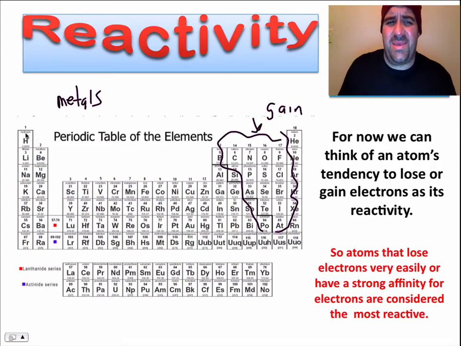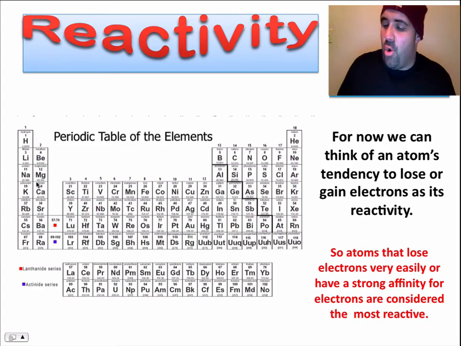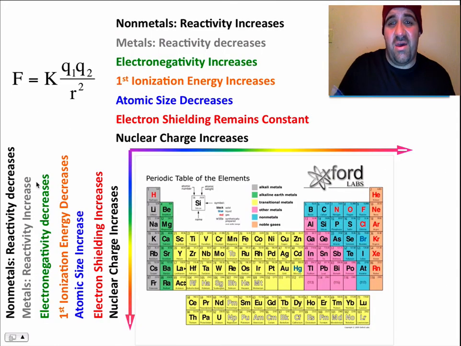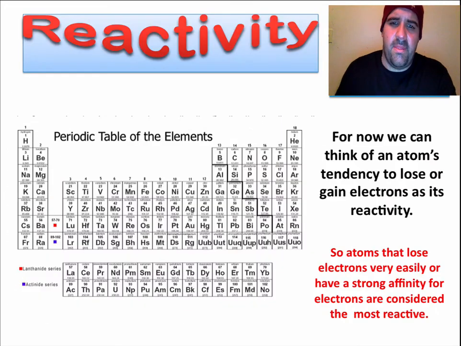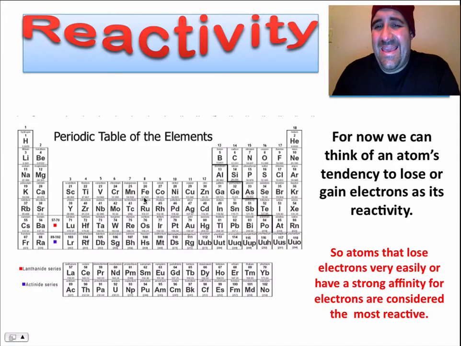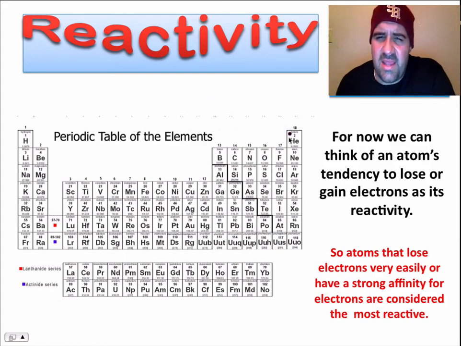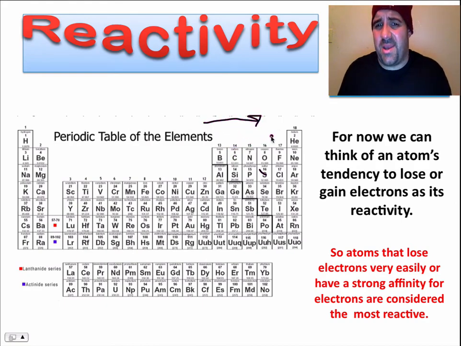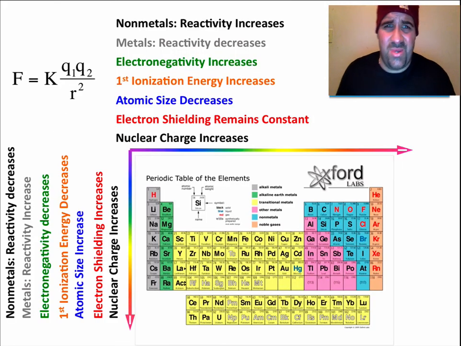And we're going to see trends in this. As you go down, it's going to be more reactive. Metals are going to be more reactive because there's more energy levels. As you go over, elements over there are going to want to gain electrons. These elements are going to want to gain electrons over here. And obviously fluorine is going to be the most reactive in terms of gaining electrons because it has the highest electronegativity.